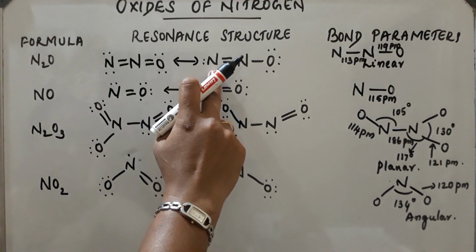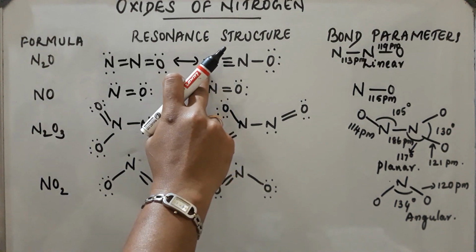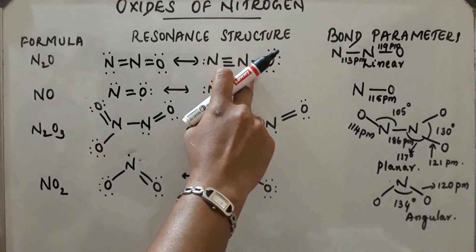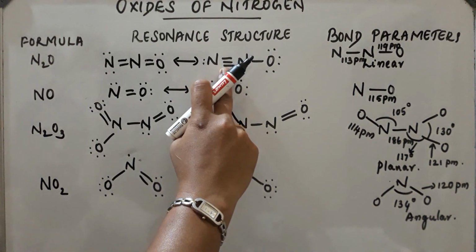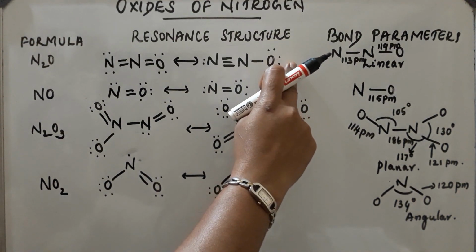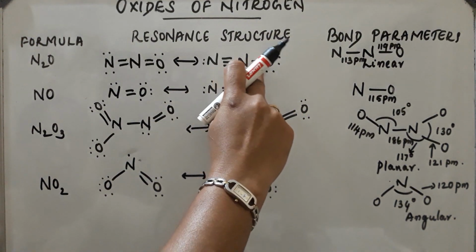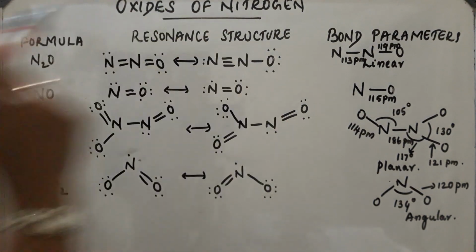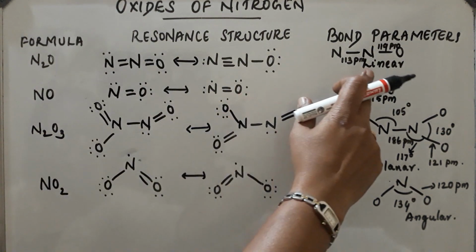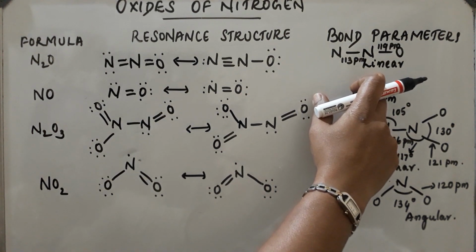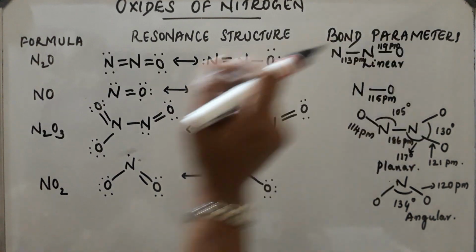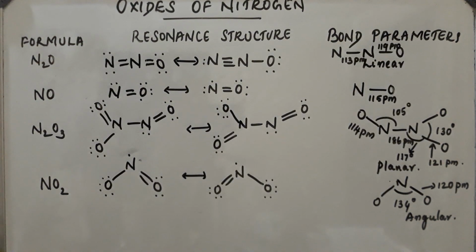Here also the same thing. Here 2 electrons are here and 3 electrons are used for bonding, so a triple bond. Then the oxygen here contains 6 electrons, so the nitrogen gives both its 2 electrons to form a single bond. So this will be the resonance structure. Now the bond parameters: it is linear in structure, the NN bond length is 113 pm and the NO bond length is 119 pm.